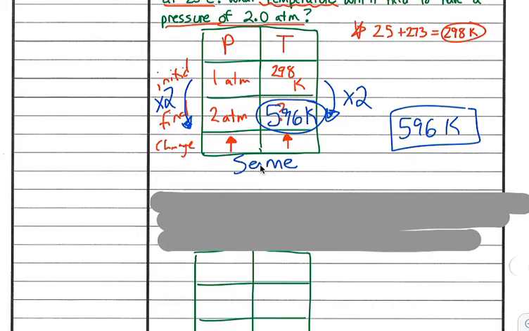Now, if I had left it at 25, then my temperature would have gone up to 50 degrees Celsius, which is not twice the speed. It is twice the temperature in Celsius, but that doesn't correspond to my particles moving twice as fast. In order to have twice the pressure, my particles have to be moving twice as fast. That's why I have to use Kelvin.